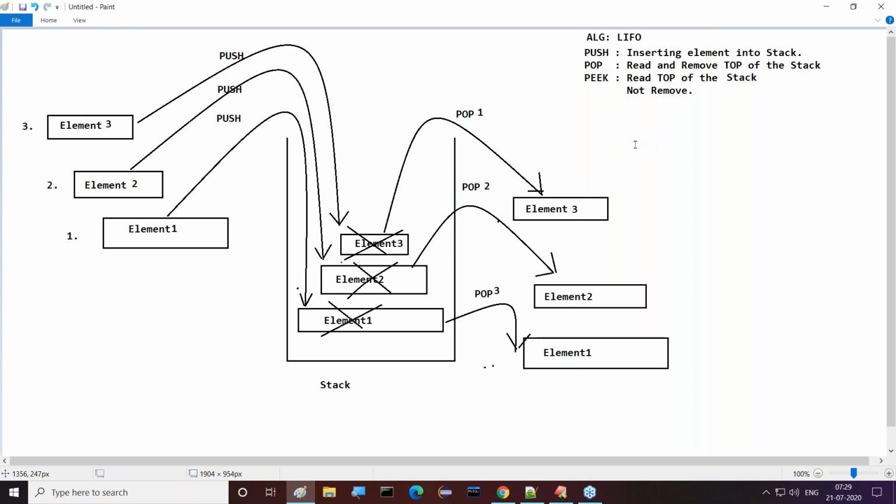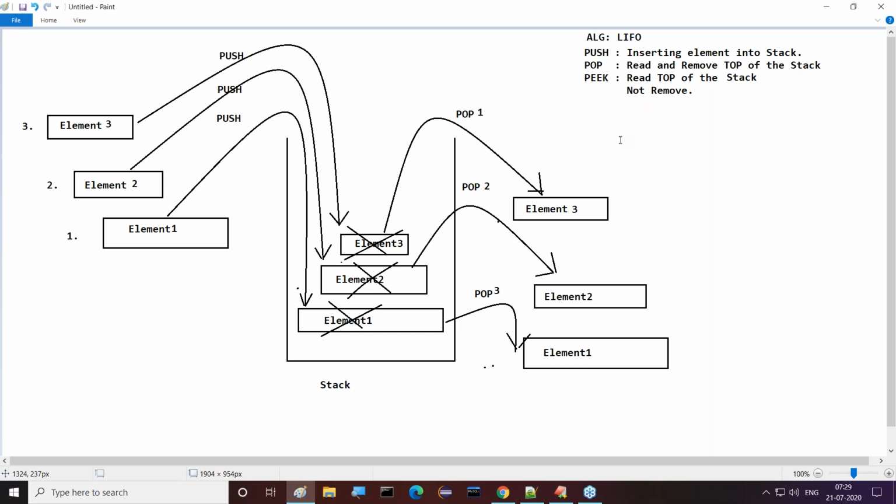Next, how many operations are possible with the stack? What are the various operations possible with the stack? Three operations are possible. What are the three operations? First one is push, second one is pop, third one is peek. Can you tell me what this push operation is?